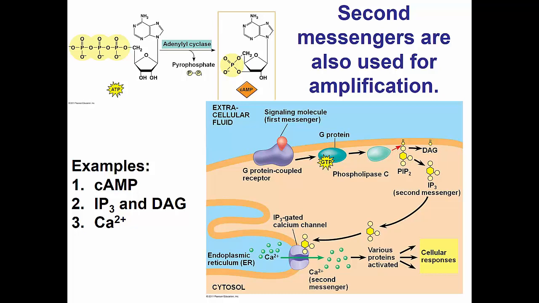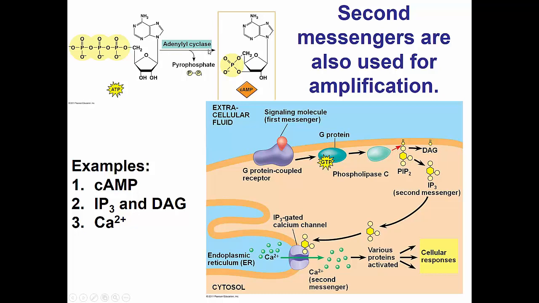And so there are several examples of second messengers that we're going to see. So the first example is cyclic AMP. So cyclic AMP you probably already recognize from your lac operon knowledge. So cyclic AMP was the molecule that activated CAP in the lac operon, and in that case cyclic AMP was actually acting as a second messenger. So cyclic AMP is created by an enzyme called adenylyl cyclase.